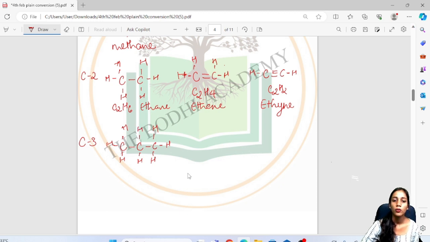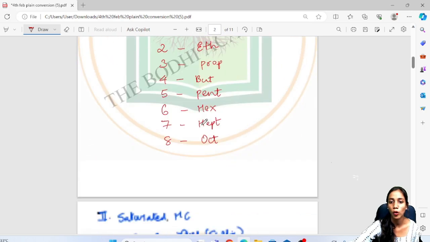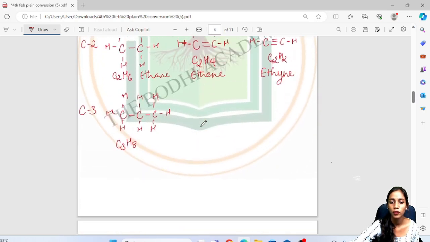Okay, now the formula will be C3, H 1, 2, 3, 4, 5, 6, 7, 8. So C3H8. Now for 3 carbons, the basic name is prop. So here I will write PROP. Because there is a single bond here, the suffix is ANE. So the name is propane.